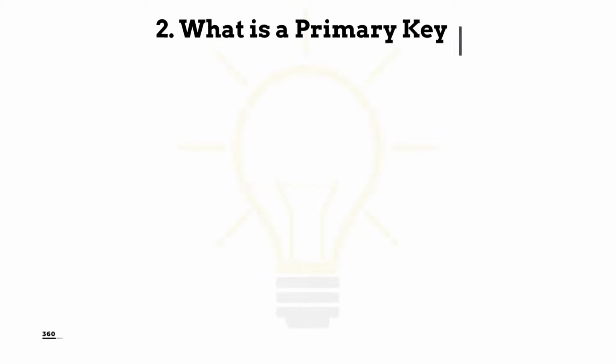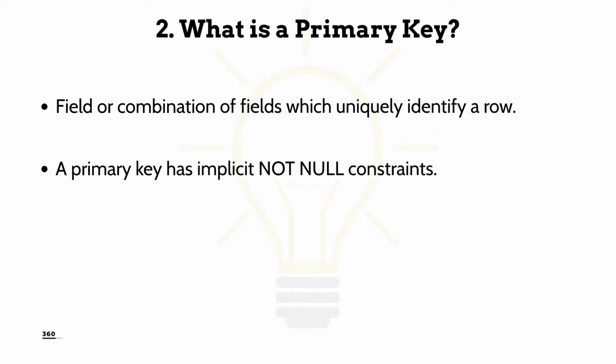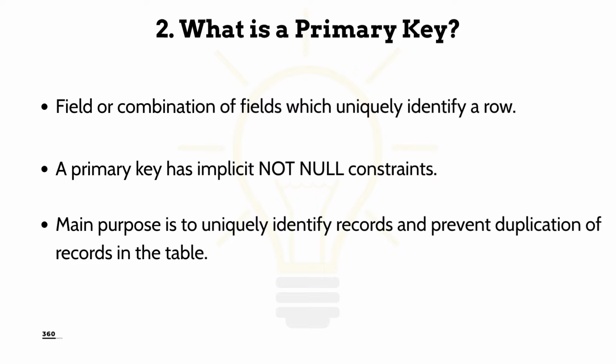Question 2. What is a primary key? A primary key is a field or a combination of fields which uniquely specify a row. It has implicit not null constraints. What this means is that primary key values can never be null. The main purpose of a primary key is to uniquely identify records and ensure that there is no duplication of records in the database.